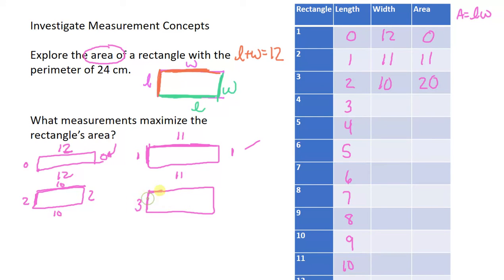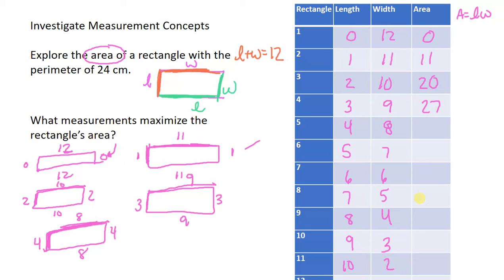So 3 plus what equals 12? 9. Okay, so 3 times 9 is 27. And if we do 4 plus what equals 12? Because again, that's half right here. 4 plus 8 equals 12. Okay, take a look at this: 12, 11, 10, 9, 8, 7, 6, 5, 4, 3, 2, and we'll continue.